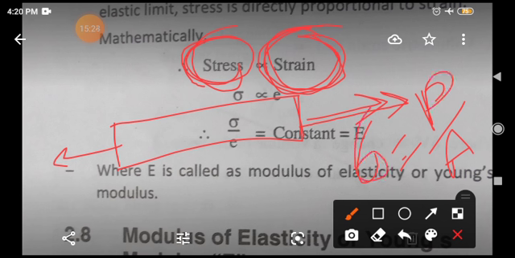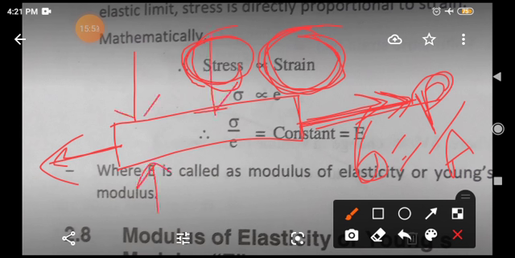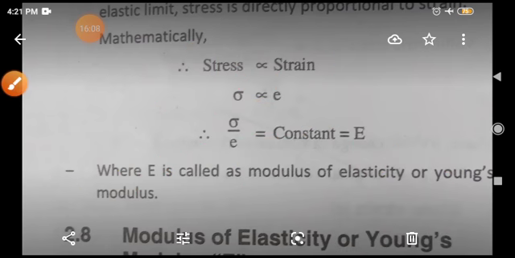Now consider that you have increased the stress. That means you have applied extra load P. Because of this applied load P, the more you apply load, the thickness of this rod will decrease. As the load increases, thickness will also decrease. Therefore, if stress increases, strain will also increase. In this way, Hooke's law works.